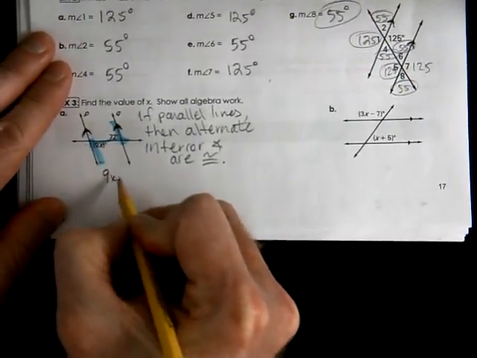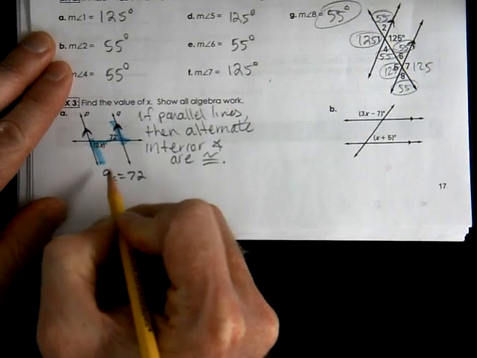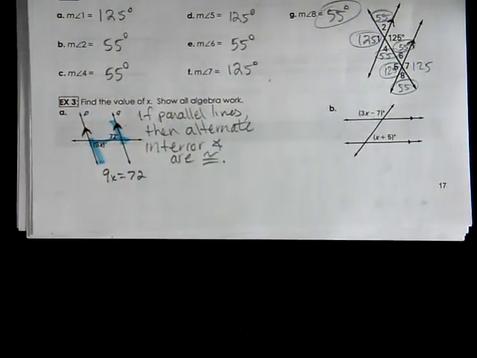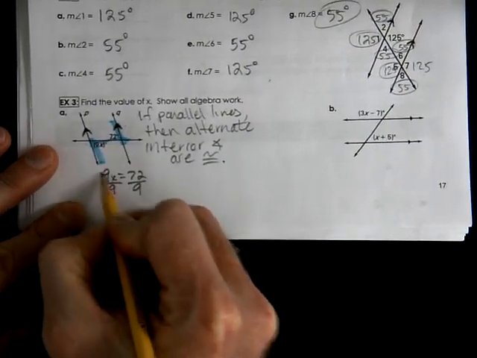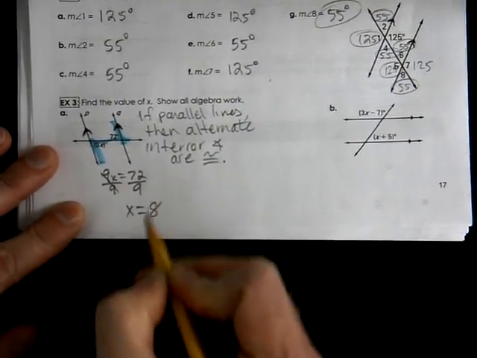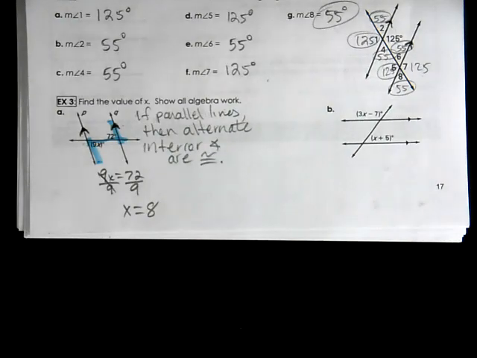So we have 9x equals 72. So you're going to equal these to each other because the angles are congruent. Then we divide, and x equals 8.